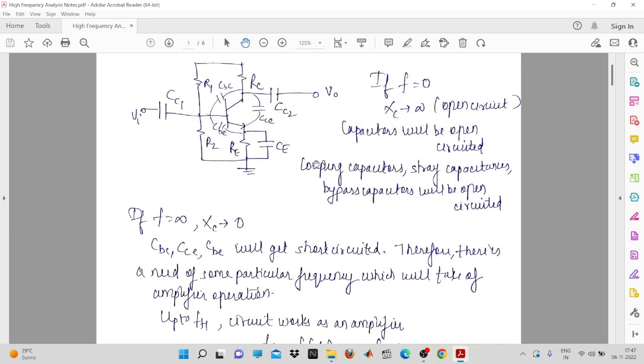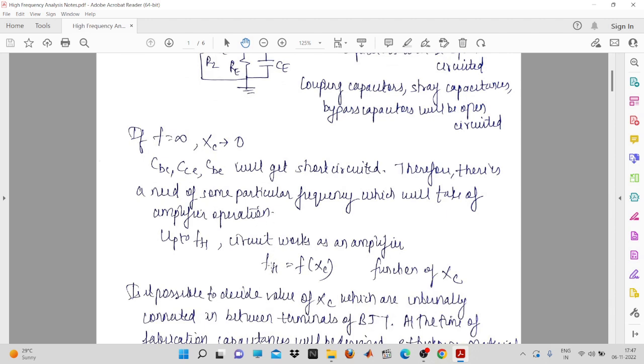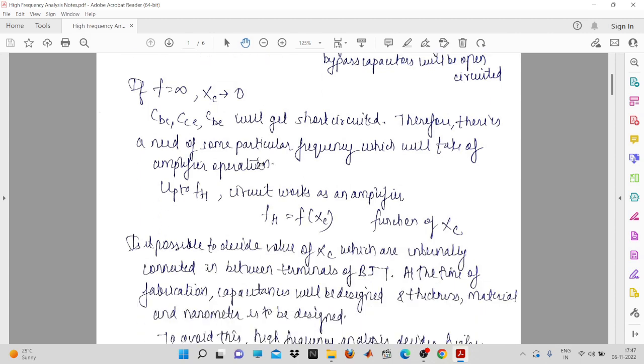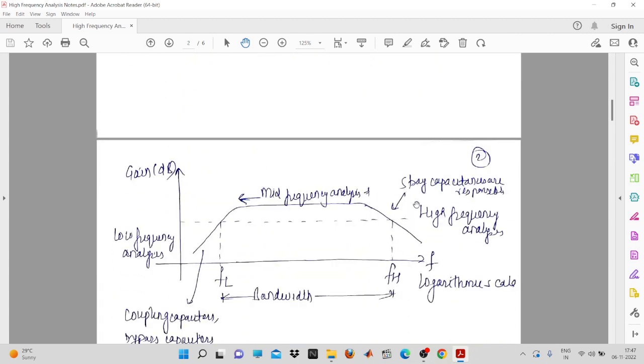Now this circuit is full of capacitors and resistors. So we can say that the cutoff frequency is a function of the capacitor reactance, because resistance is a frequency insensitive element, whereas capacitor reactance is a function of the frequency, that is Xc will be equal to 1 upon 2 pi Fc. So you will have to evaluate this cutoff frequency.